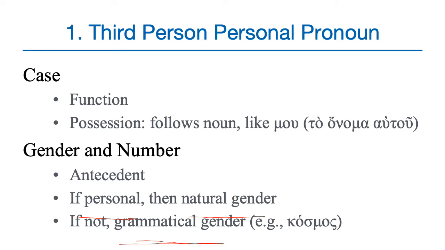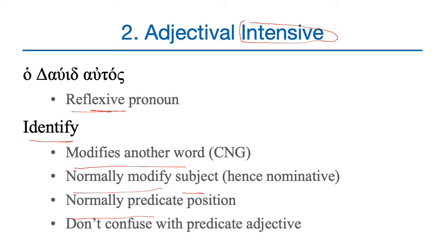Now, use number two, where it begins to get tricky, is adjectival intensive. Basically, it is used like a reflexive pronoun. If you see here, you have David autos. The word David is a noun. Autos is a third person personal pronoun, but you cannot say David he. No, you don't say that because you already have David. So here it is used reflexively. It will be David himself.